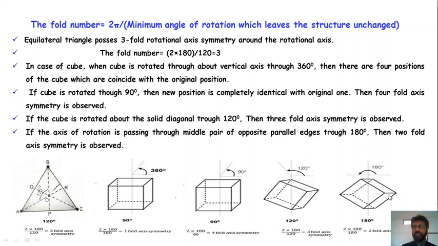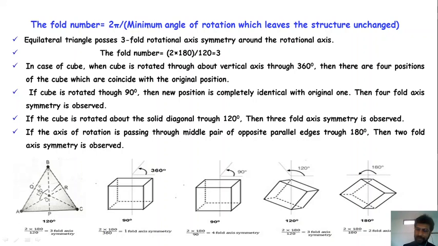Now the fourth one is that if the axis of rotation is passing through the middle pair of the opposite edges, so this is the middle pair, that means here at this point and at this point. If we rotate it, the minimum angle is 180 degrees, and if we substitute it in this formula, we get the twofold axis of symmetry. So remember about that.